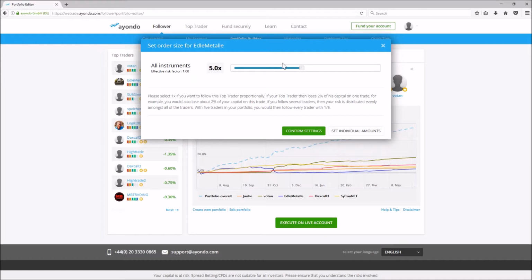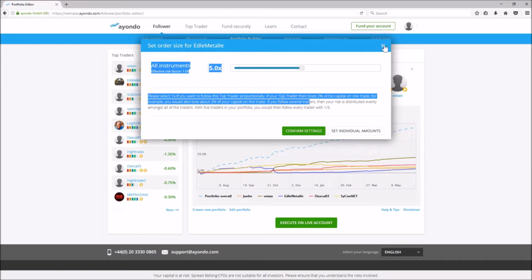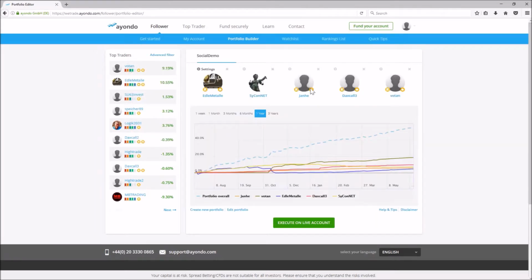But there's another level of risk control because I do have more than one trader. Because I'm following 5 different traders, my risk is already cut down. So if I've got £400 in my account, let's say Edel Metal has got £10,000 in their account, and they do a trade where they risk losing 2%, so £200. That trade will be done on my account, but because I'm following 4 others, it will be done at 1/5 of the size of Edel Metal's.